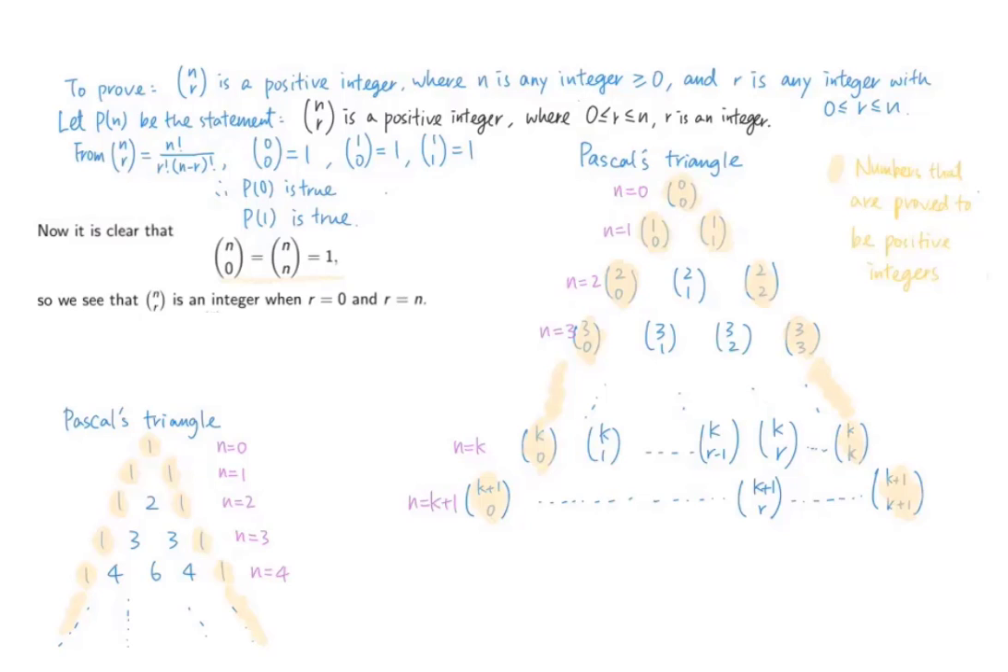In particular, we have proved that the whole row of n equals 0 and the whole row of n equals 1 are formed by positive integers. That means P0 and P1 are true.